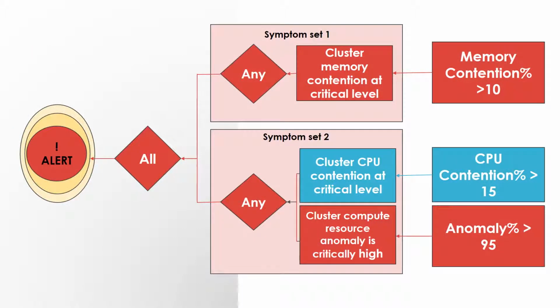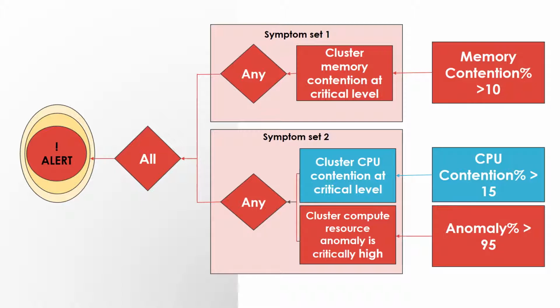Of how these can be tied together and can be used. As mentioned earlier, actions are predefined and new actions cannot be created in vROps. Here in this example, we have three conditions. Memory contention percent is greater than 10, CPU contention percent is greater than 15, and anomaly percent condition is greater than 95. And each condition has a symptom associated with it.